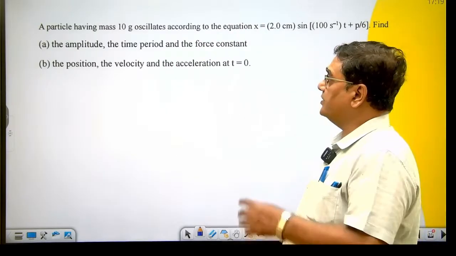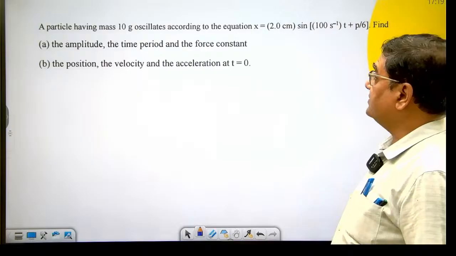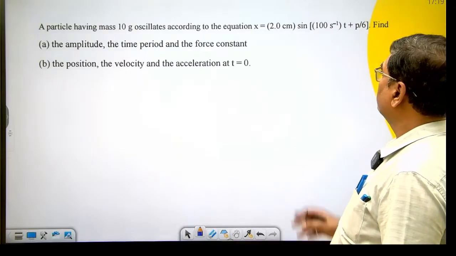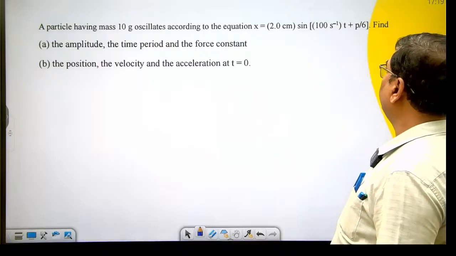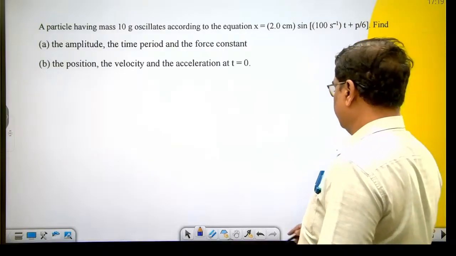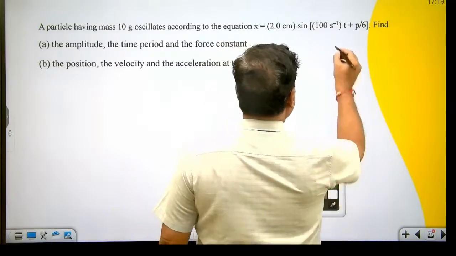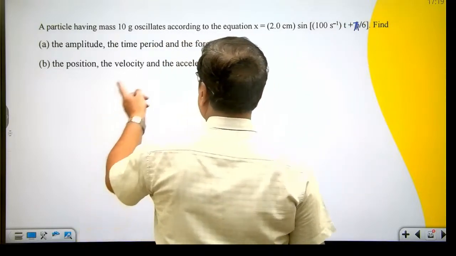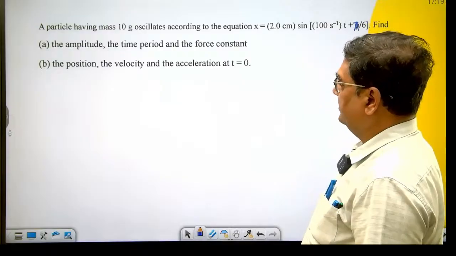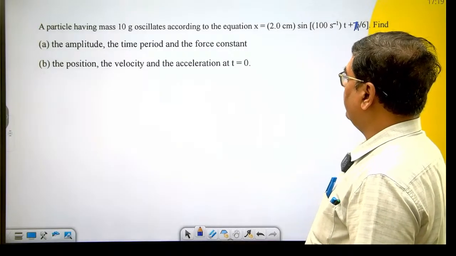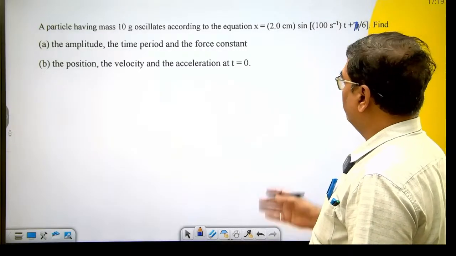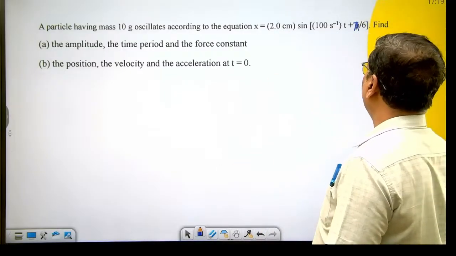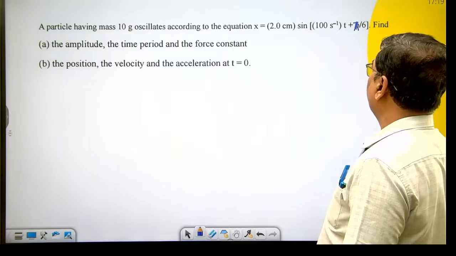Now let's see another question. A particle having mass 10 gram oscillates according to the equation x equal to 2 centimeter sine 100 per second t plus pi by 6. Find the amplitude, the time period, the force constant, and the position, the velocity, and the acceleration at t equal to 0. Let's start. Compare this equation with general equation x equal to a sine omega t plus theta, or x equal to a sine omega t plus phi.